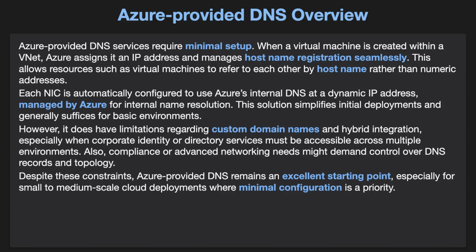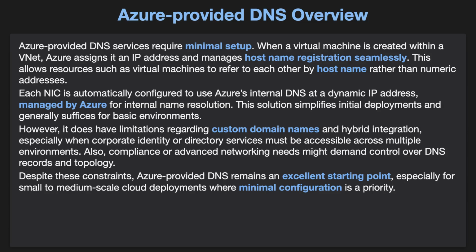Azure-provided DNS services require minimal setup. When a virtual machine is created within a VNet, Azure assigns it an IP address and manages hostname registration seamlessly. This allows resources such as virtual machines to refer to each other by hostname rather than numeric addresses. Each NIC is automatically configured to use Azure's internal DNS at a dynamic IP address, managed by Azure for internal name resolution. This solution simplifies initial deployments and generally suffices for basic environments.